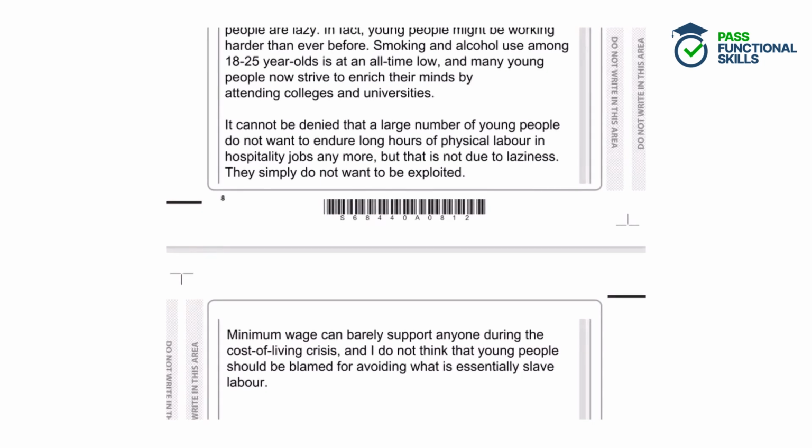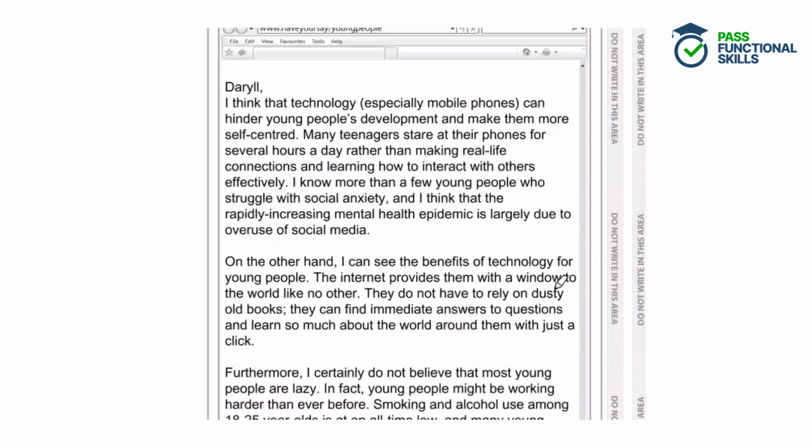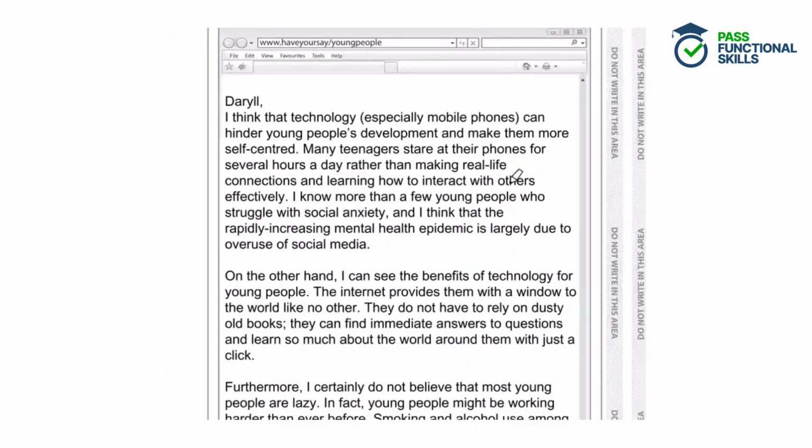So now let's see how this answer meets the marking criteria. And we'll start once again with punctuation. So the answer uses capital letters and full stops throughout. So at the start of every sentence we have a capital letter, and at the end we have a full stop. We've also got capitals used for the word I. Remember that every time you use I, it should be capitalised. And we have a capital letter for this proper noun at the top here, the name of someone, Daryl.